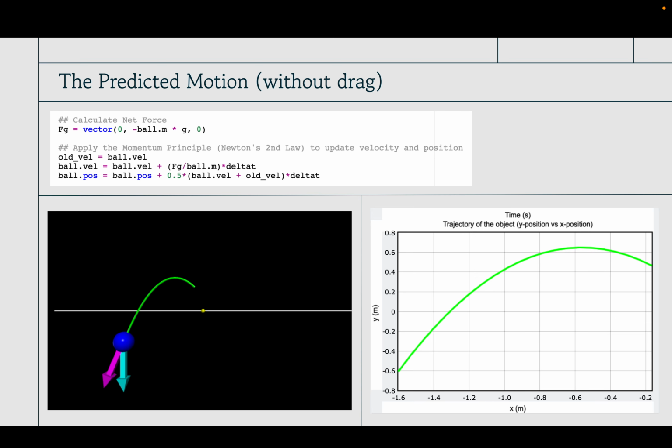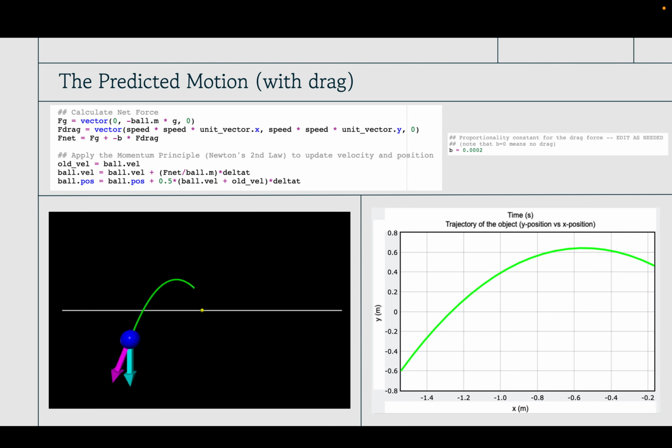So in GlowScript, first I predicted the motion without drag. I did this by just using the force of gravity as my net force and plugging that into the velocity and position update formulas, making sure to use average velocity in the position update formula. And here you can see the predicted trajectories calculated by this model.